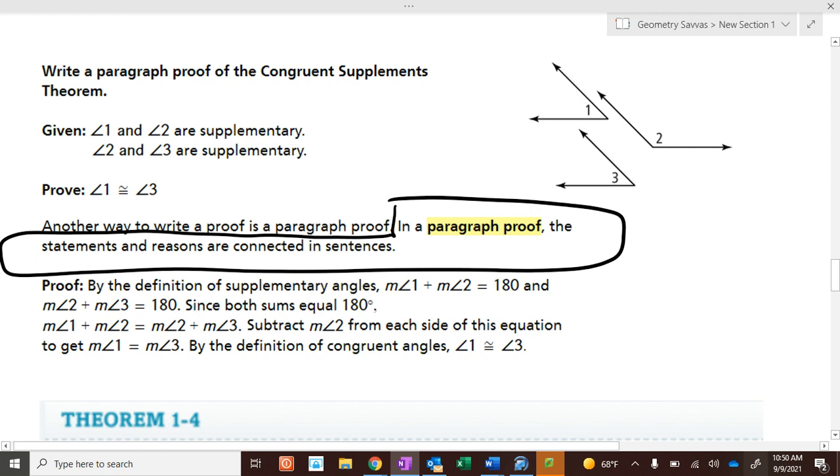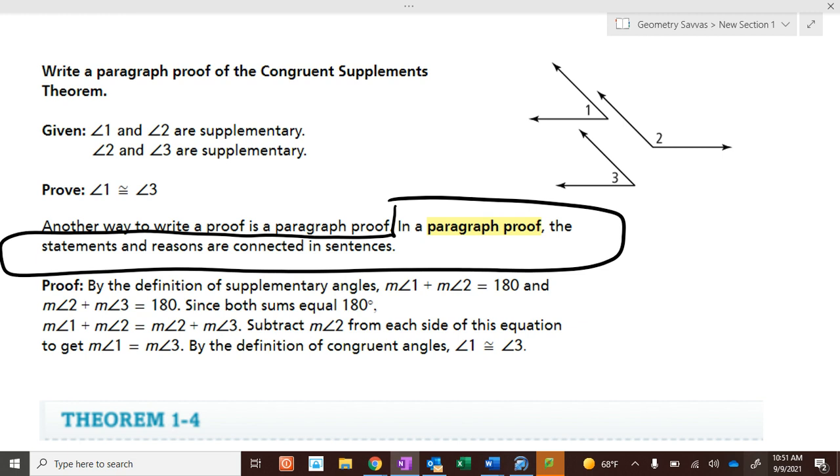In a paragraph proof, the statements and reasons are in sentences rather than two columns. When I grew up, way back when, a long time ago, the only proofs we ever did were 2-column proofs. Now we'll do paragraph proofs and flow proofs in here. So there are 3 different types of proofs that we'll do in here. In a paragraph proof, the statements and the reasons are connected in sentences.